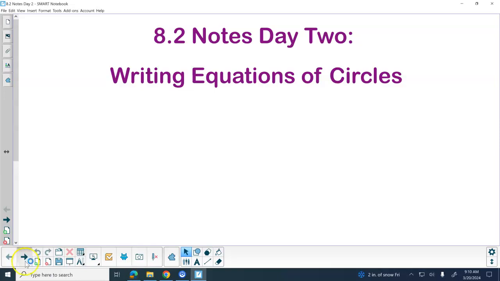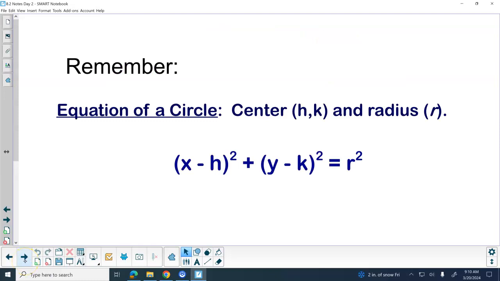So, first thing we have to remember is the equation of a circle, which should be in your upper right-hand box on your supplemental note sheet, is x minus h quantity squared plus y minus k quantity squared equals r squared. Okay?